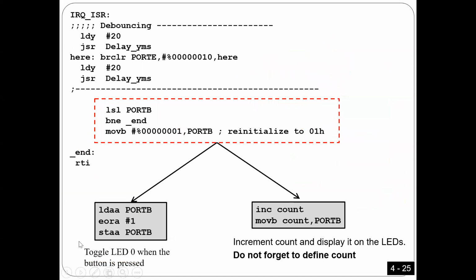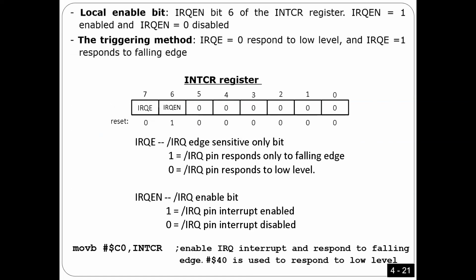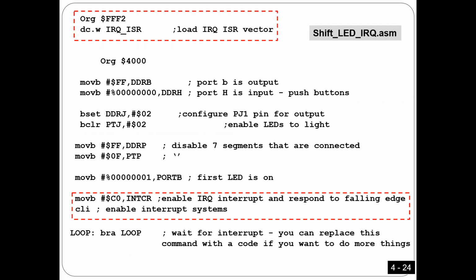Now, what if I want to change the functionality of this program? I want to do something else. All you have to do, guys, is change this part. That's it. If you understand how to program interrupts one time, all of them are the same. The only difference you may make is, as I told you before, here I programmed it for falling edge. Maybe in another application you make it low.